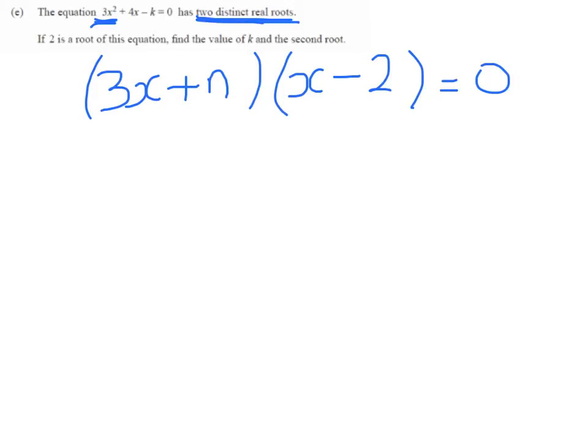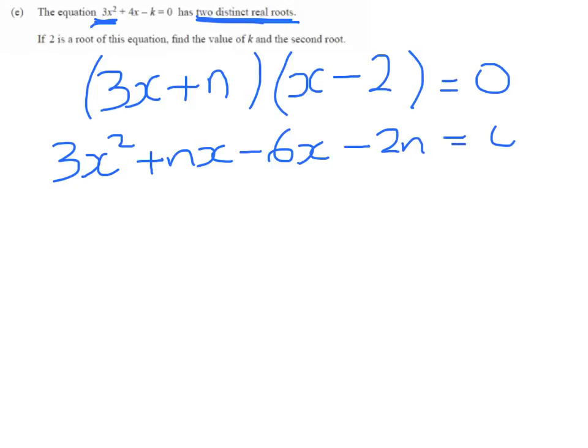So what can we do next? Well, we can expand out this equation and see what we get. So we get 3x squared plus nx, take away 6x, minus 2n equals 0. So from this we know two things. We know that 4 must be equal to n take away 6.